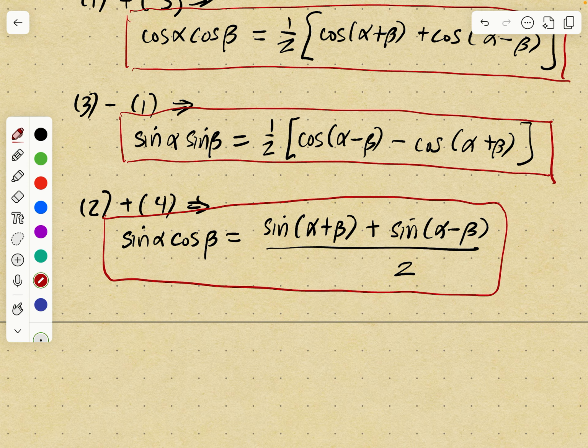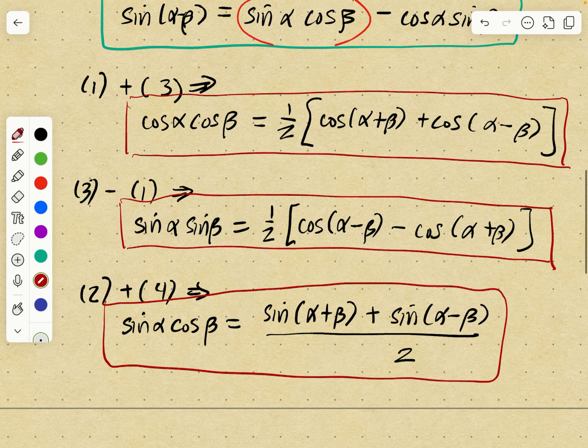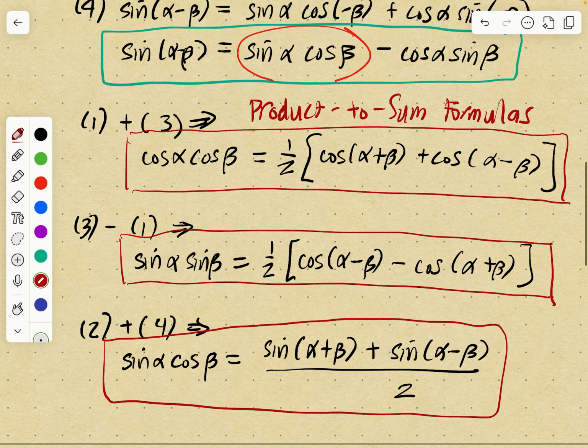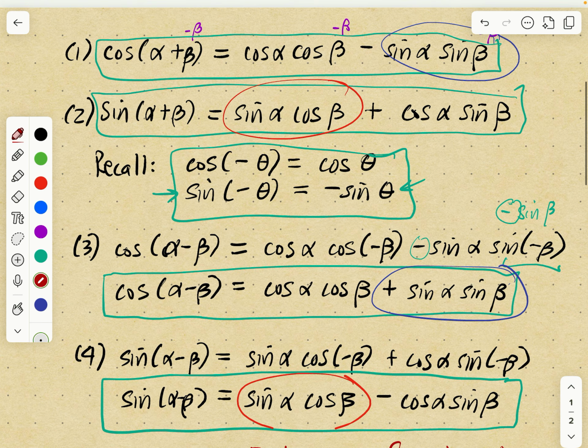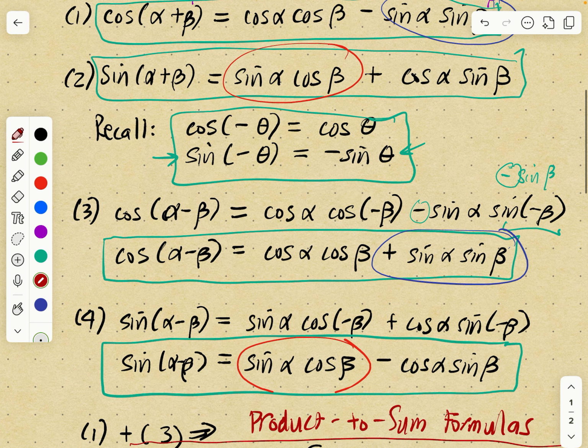So these formulas that I boxed in red, these are called the product to sum formulas. But they're really just what you get from taking the other formulas and just doing some simple algebra, right?